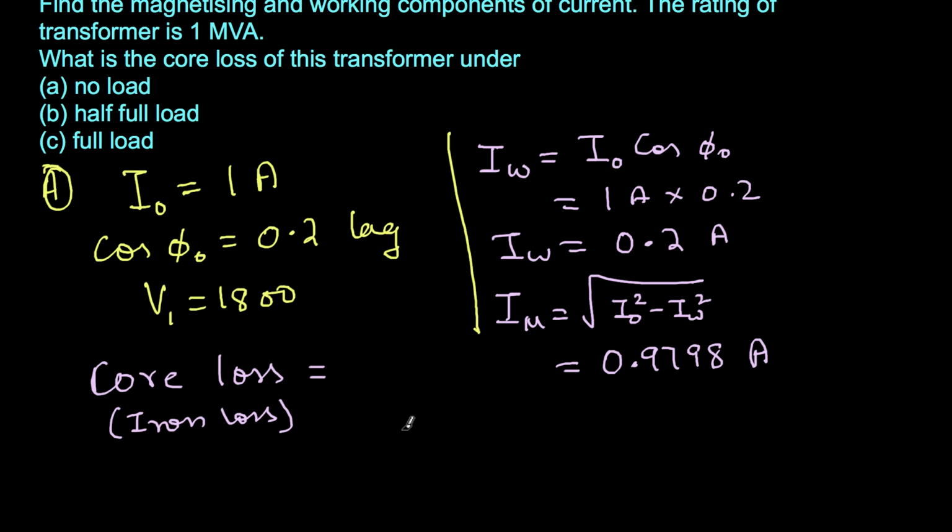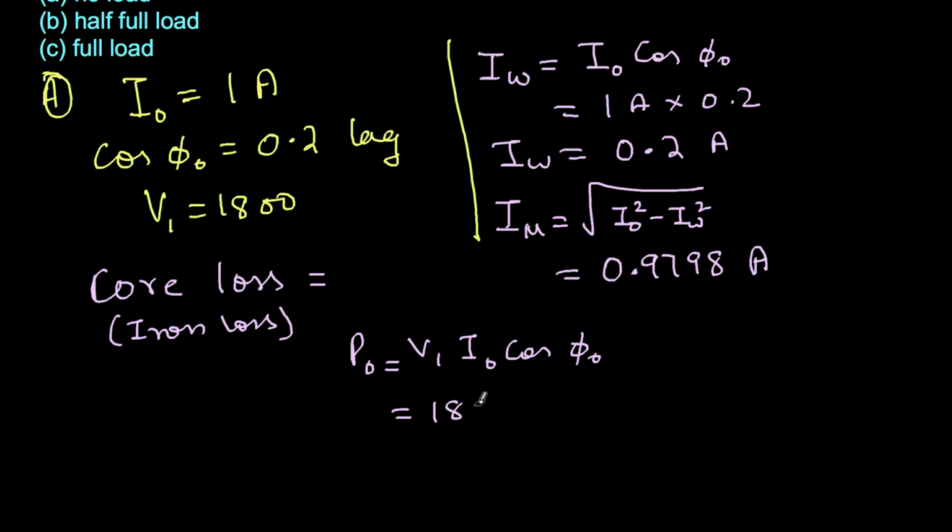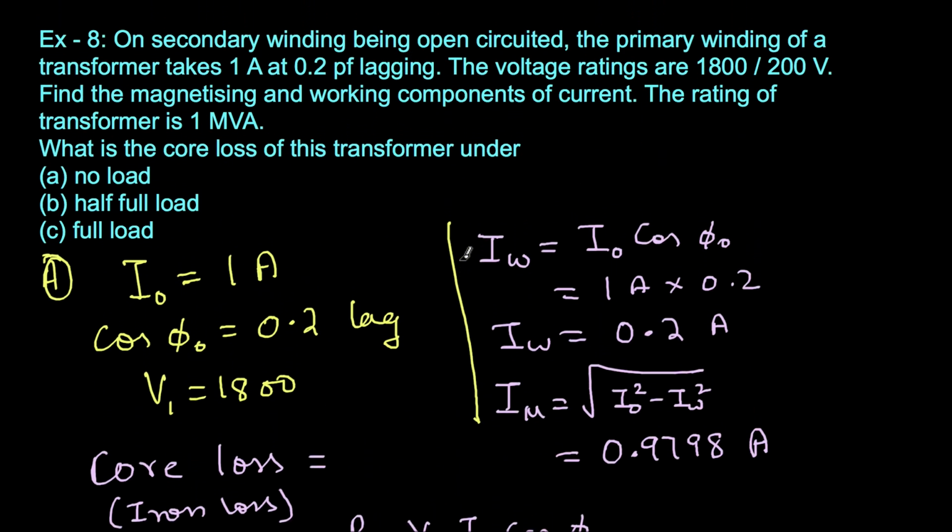So that is nothing but V1. So this is P naught, V1 I naught cos of phi naught. So I have 1800 multiplied by 1 ampere multiplied by 0.2. So this 18 into 2 is 36, and 360 watts I will be getting. So this is the no load iron loss of the transformer.